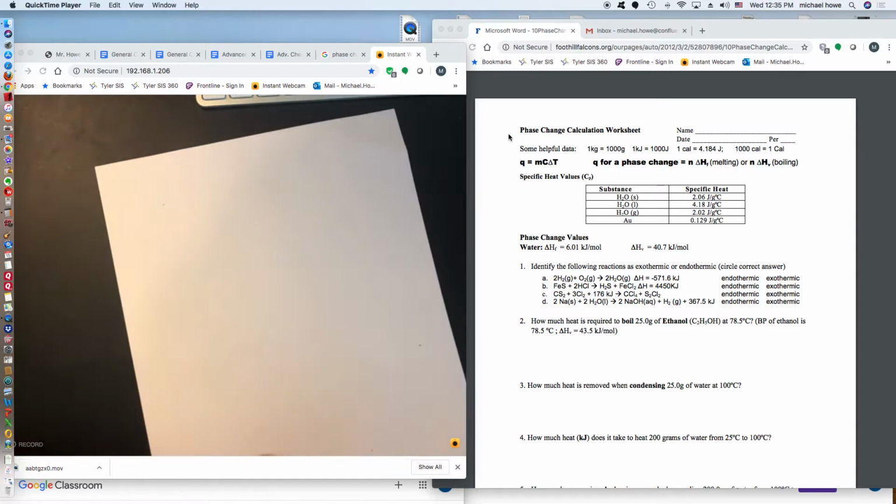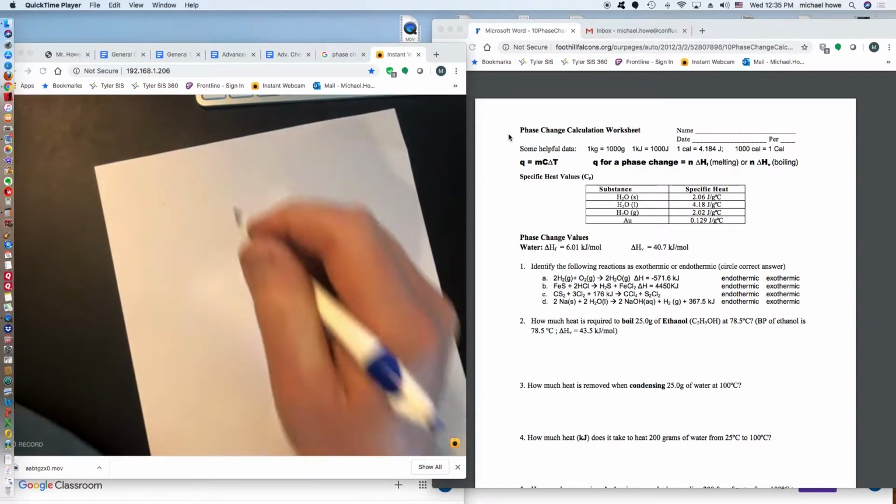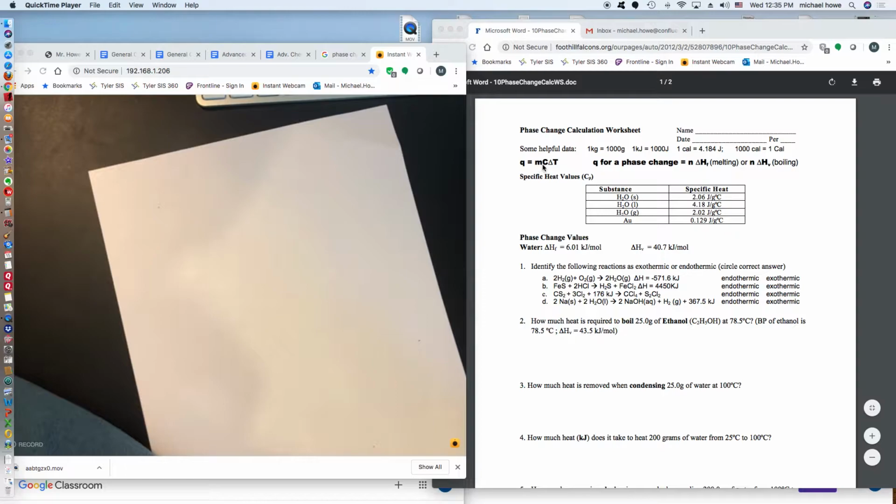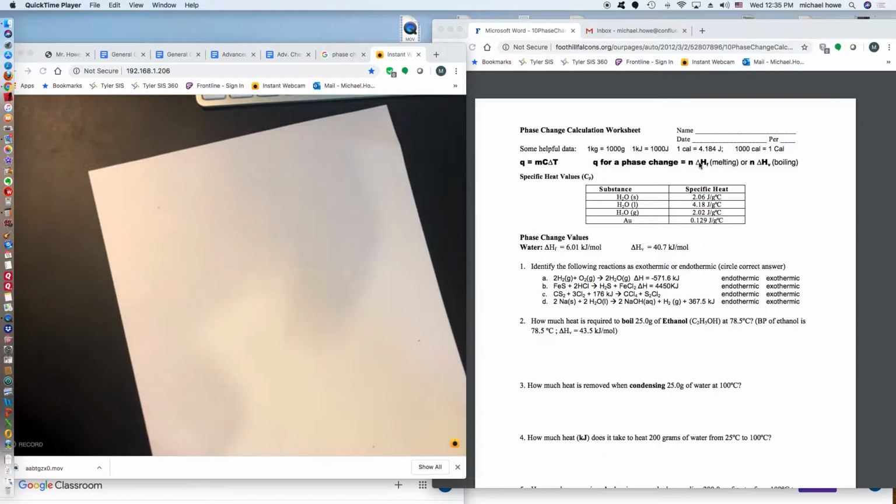So let's go ahead and get started. You can see here I have Q is equal to M times C times delta T on this problem set. I used C subscript P for this. Other than that, it's the same. Q for a phase change is equal to N times the heat of fusion, or the heat of vaporization when you're boiling. This is for melting, and I'll show you how to use that in just a moment. N would be grams, the way we're going to do these problems. So N would stand for number of grams.